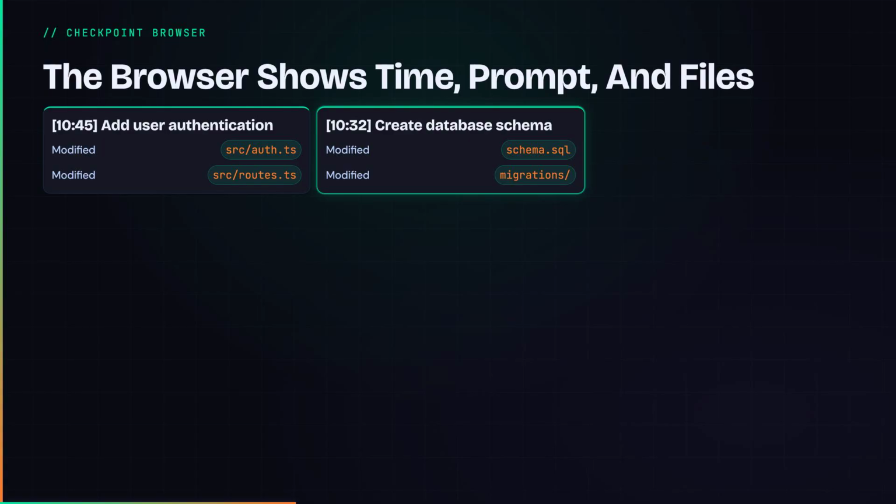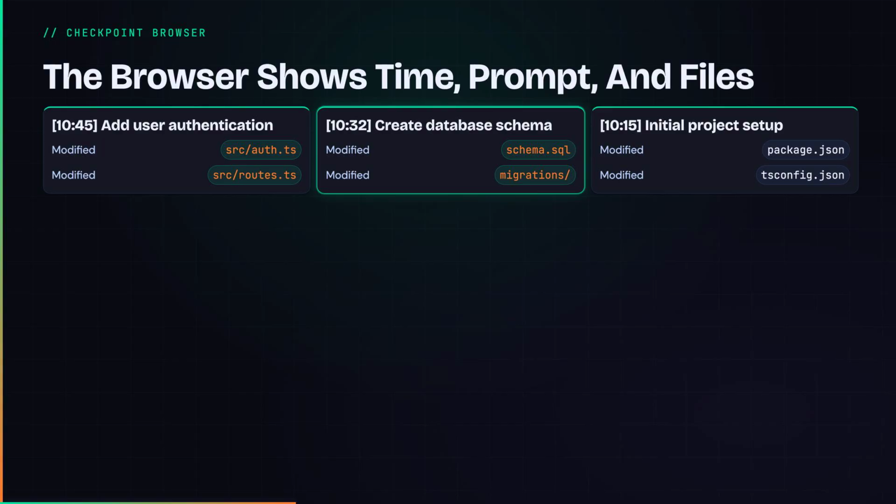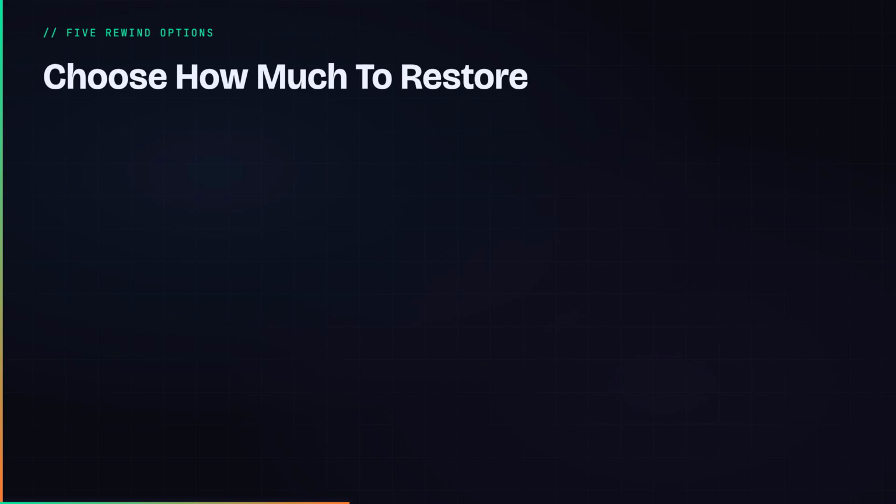The changed artifacts are schema.sql and migrations. At 10:15, the initial setup shows package.json and tsconfig.json. The timeline gives you enough detail to pick safely. Once you select a point, the important question is scope. You choose the part of the past you want back.